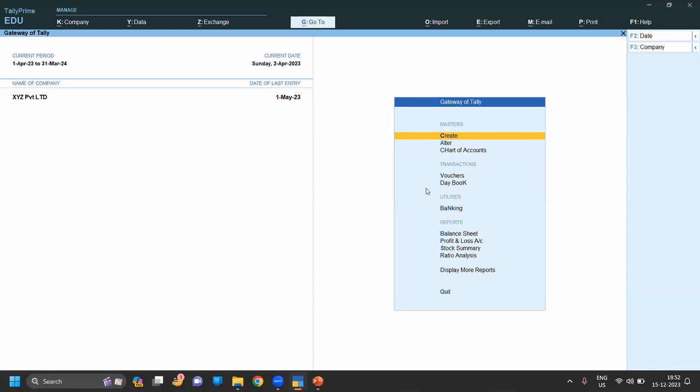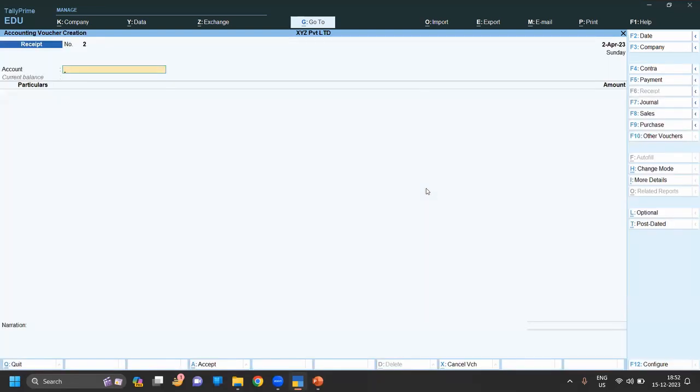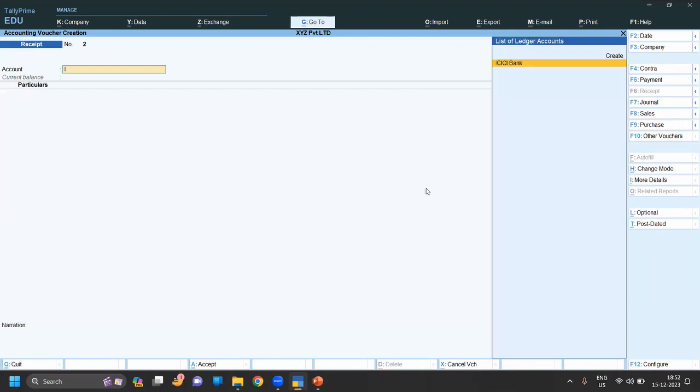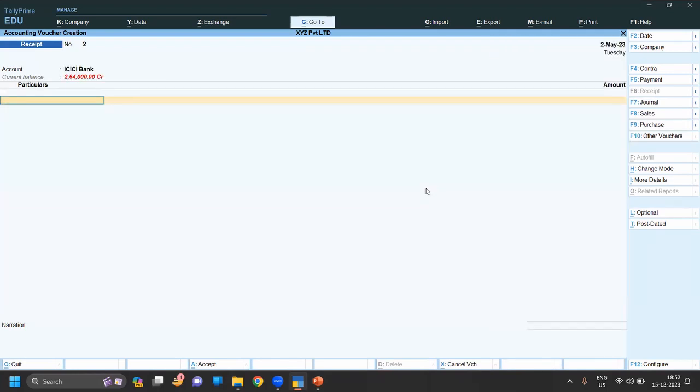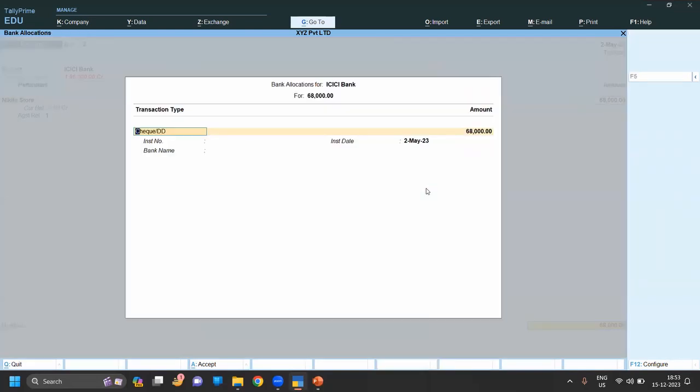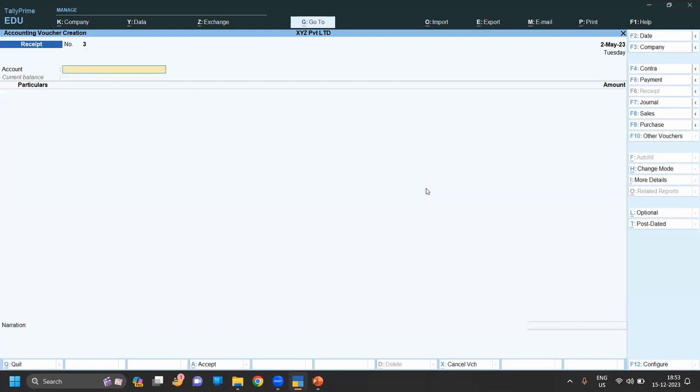In Tally, we have to go to the voucher. In voucher, you have to click F6. In F6, just enter the date. We have received the payment on 1st May, 2nd May, in our bank, in ICICI Bank, against Nikita at 68,000, and you can write the bank cheque number.